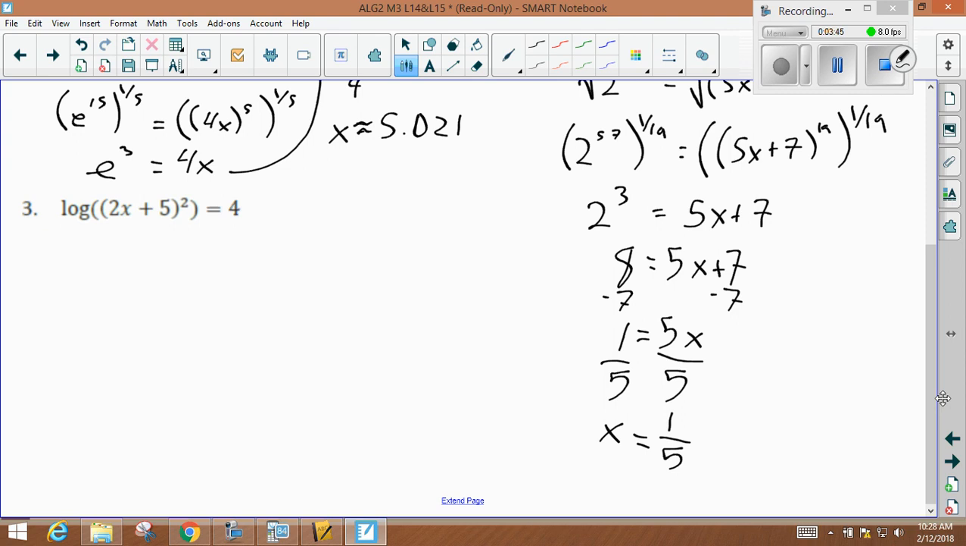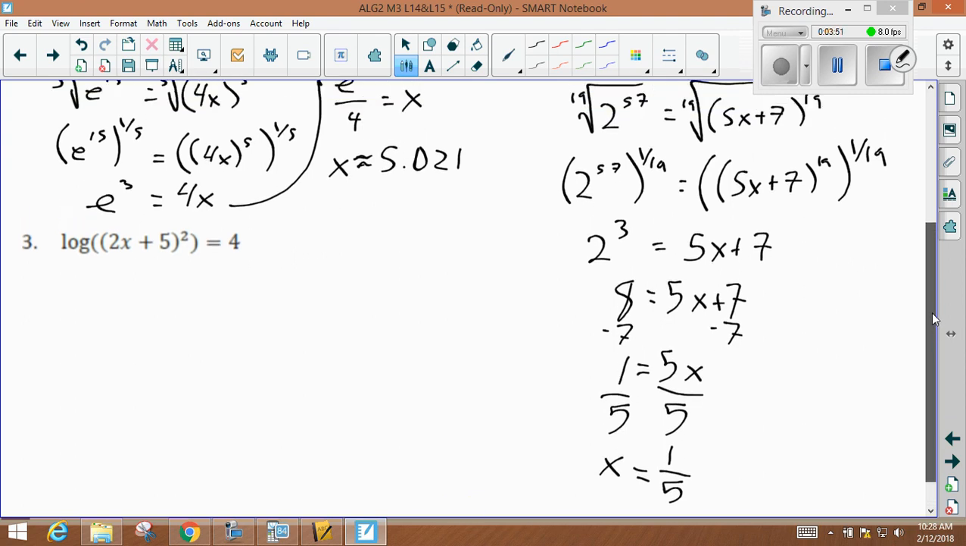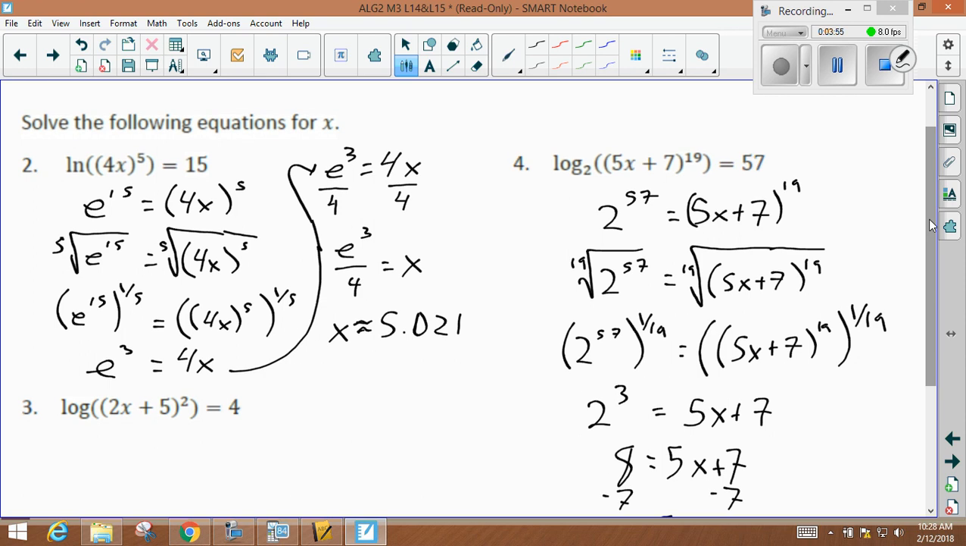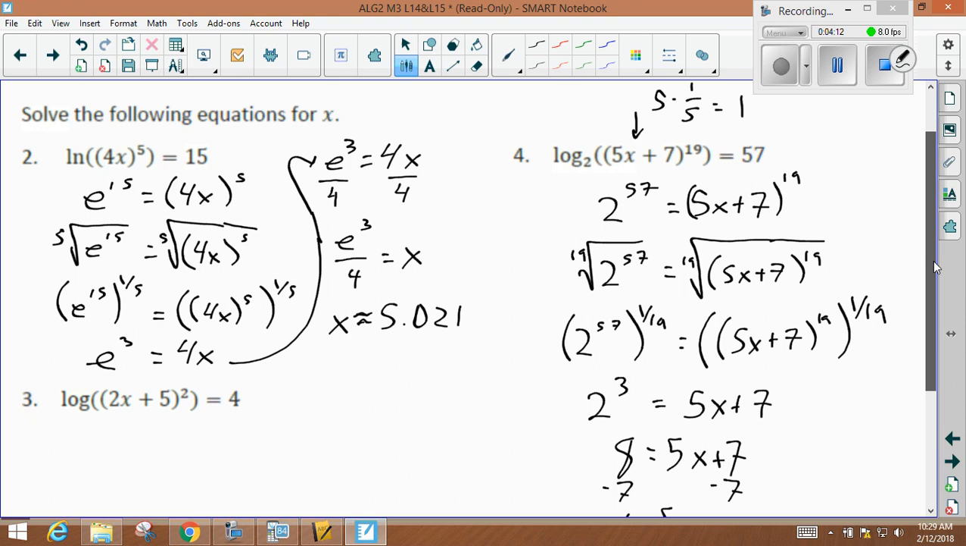Hey, once we get that answer, we got to check it, right? Make sure that we don't have the log of a negative number or the log of 0. And so just imagine if I put 1/5 in there, right? 5 times 1/5 is 1, 1 plus 7 is 8, so we're good to go. Awesome.